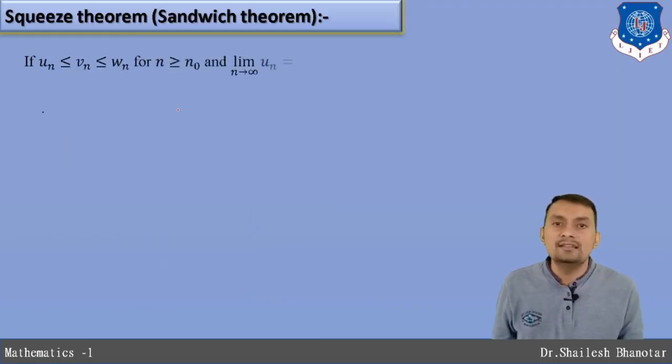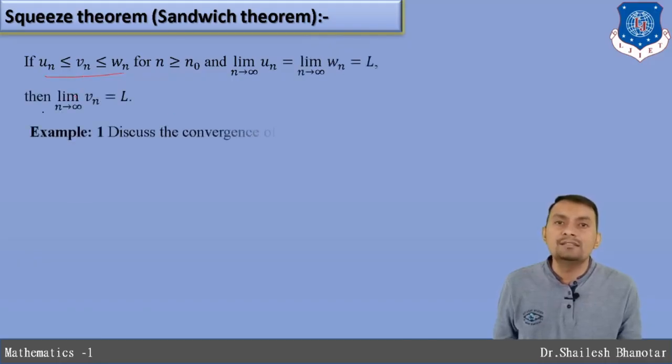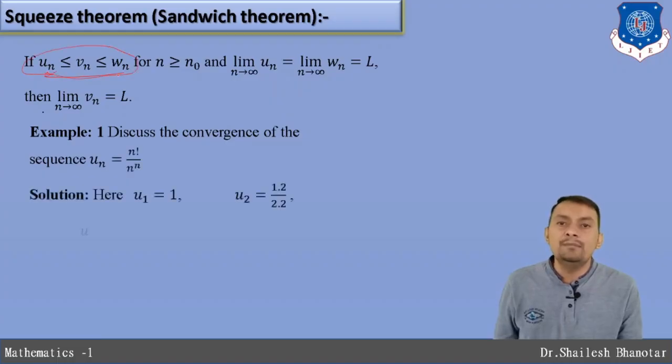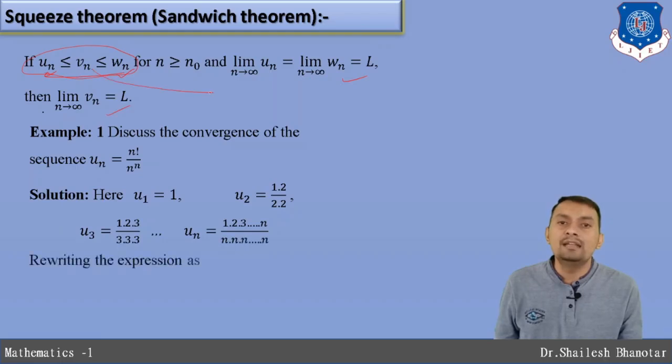This is the squeeze theorem, also known as the sandwich theorem. Whenever you are given three sequences arranged like this, and suppose you find the limit of u_n and the limit of v_n, and that is going to be L, then the middle one has to be exactly L. So let us discuss the first question, n factorial divided by n raised to n.